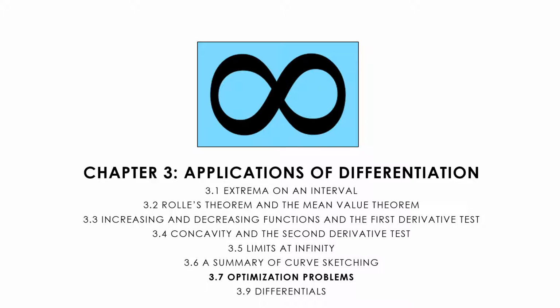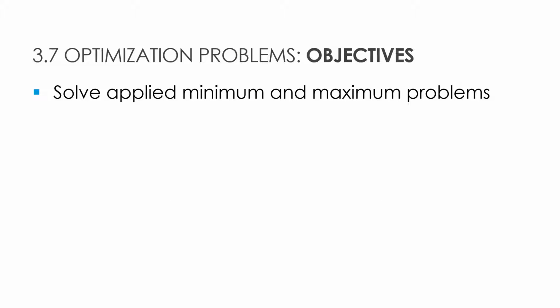Section 3.7 is all about optimization problems, which means we're going to be given a question and we want to minimize something or maximize something. So this is actually a great application used in the real world all the time to minimize or maximize something. So that's our only objective.